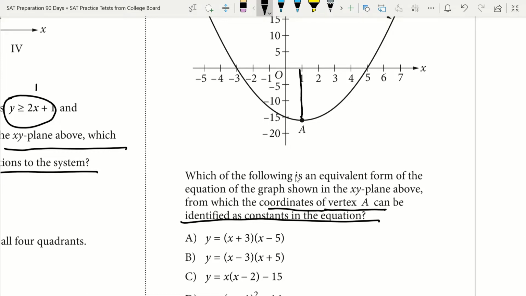Go down here, your vertex is going to be your lowest or your highest point. If it opens up, then it's going to be your lowest point, and if it opens down, it'd be your highest point. In this case, it's going to be our lowest point since our graph opens up. So that's going to be at 1, and then at about -16.